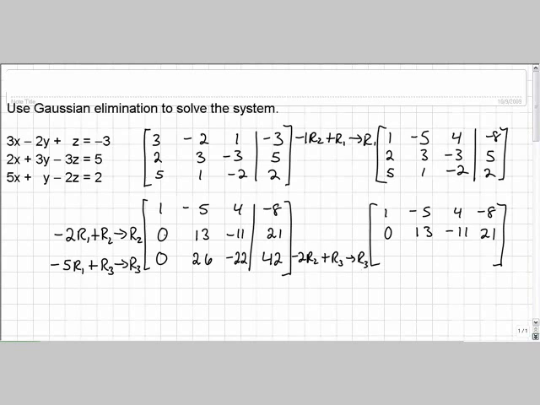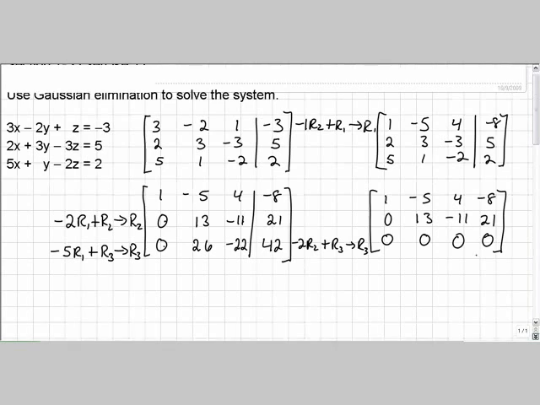So -2 times 0 added to 0 is still 0. -2 times 13 is -26, plus 26 is 0. -2 times -11 is 22, 22 minus 22 is 0. And -2 times 21 is -42. -42 minus 42, or plus 42, is also 0. All right, so now we see we have a row of all zeros.